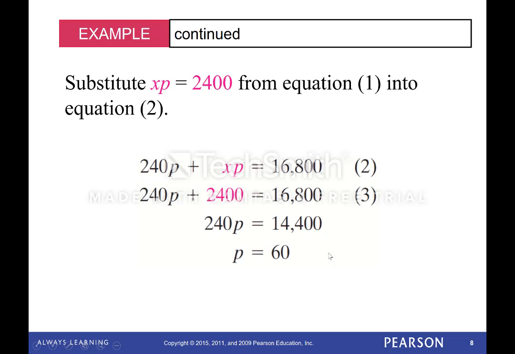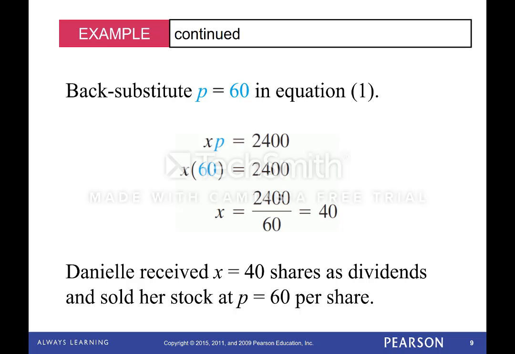So what is P? P was the price per share. We're going to back substitute it. Again, doesn't matter which one, top or bottom. Well, now we know that P is equal to 60. We substitute the 60 back in. Divide 2400 by 60 and that gets you 40. So here it is. Danielle received 40 shares as dividends and sold her stock at $60 per share at the end of it all. All right, let's try the practice problem together.